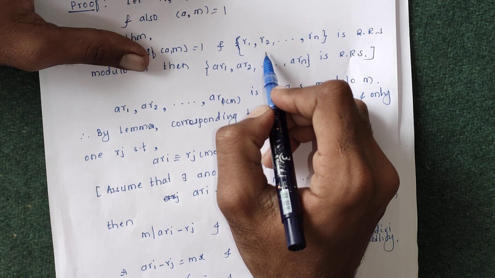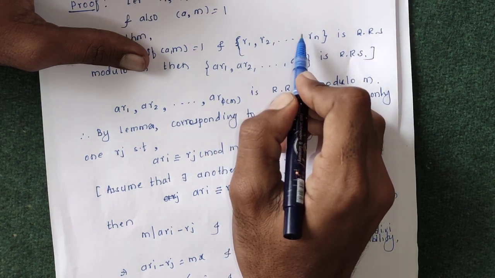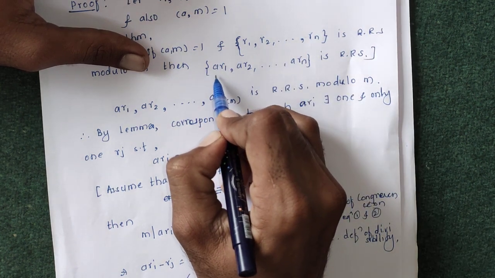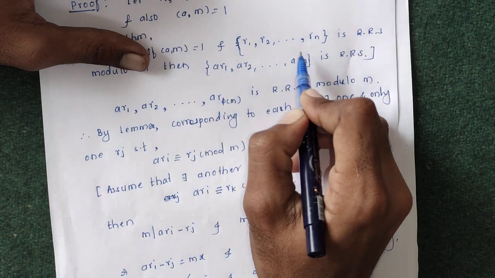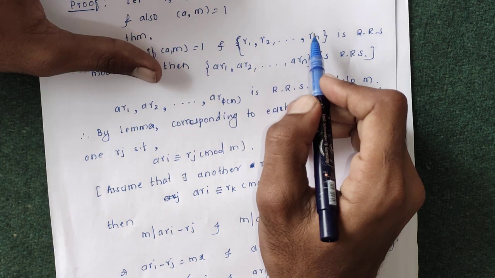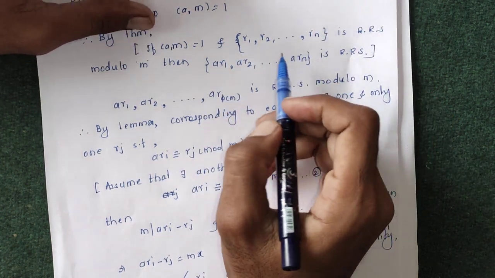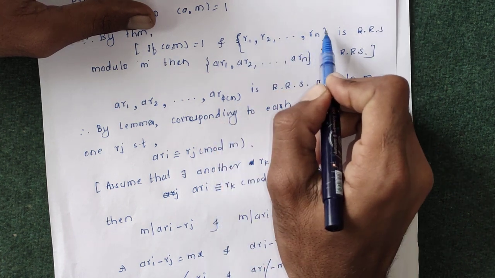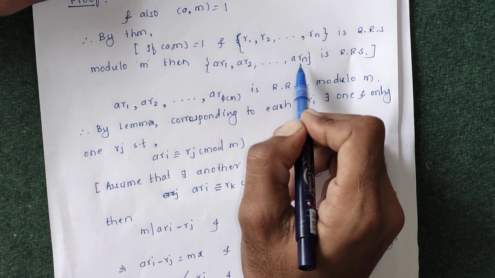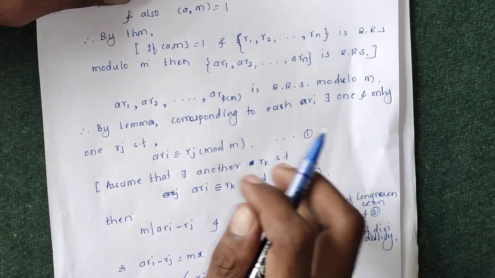So from this we can say that these r1, r2 up to rn are residues. When we take the congruence of ar1, ar2 up to arn under modulo m, these r1, r2 up to rn are just the residues. They are not in exact order, they are in any order, but these r1, r2 up to rn are just the residues whenever we divide these numbers ar1, ar2 up to arn by m. If you divide the ari's under modulo m, then these are just the residues.